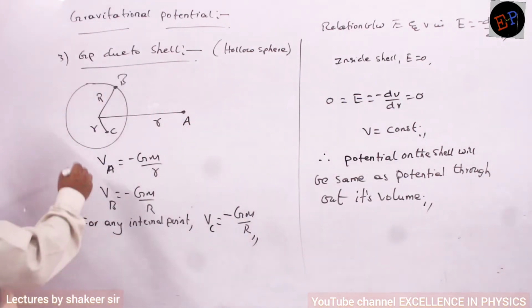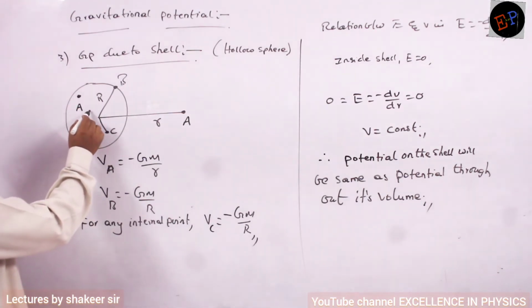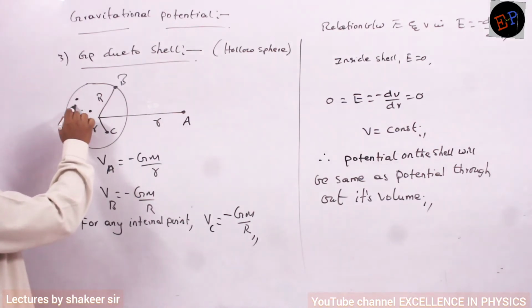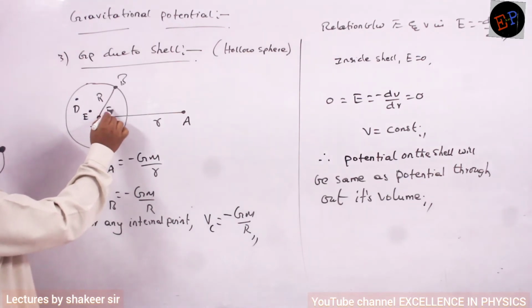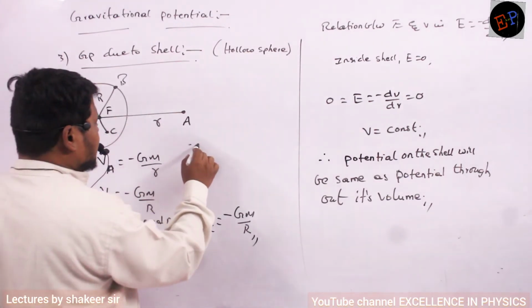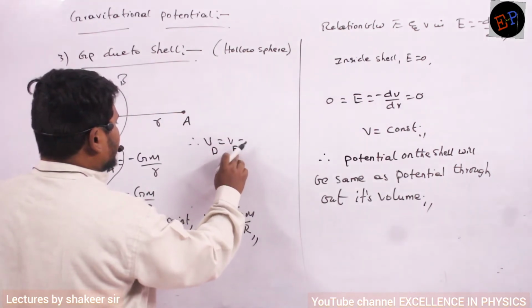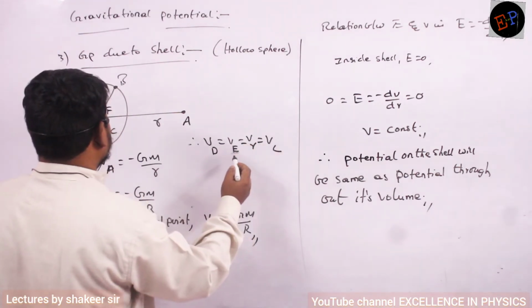See, for example, if I take point C and one more point, point A, which I have already taken. Let us call this point D. One more point I will take, point E, and at the center I will take point F. All these points are inside the sphere. Therefore, I can say the potential at point D is equal to the potential at point E is equal to the potential at point F is equal to the potential at point C.